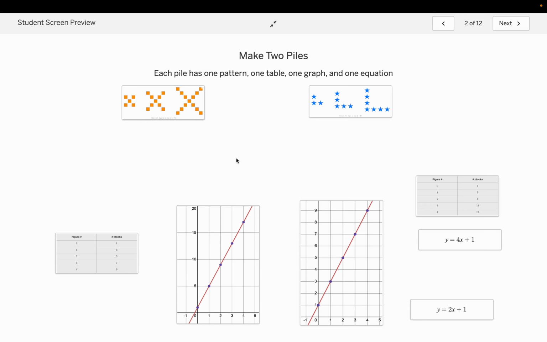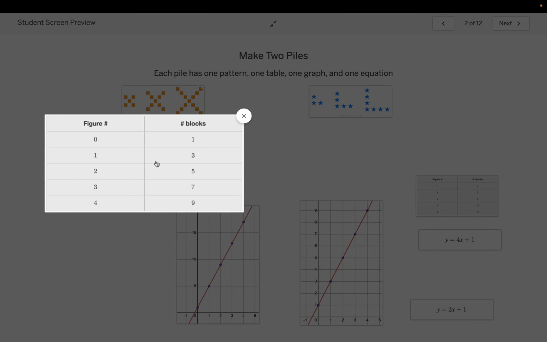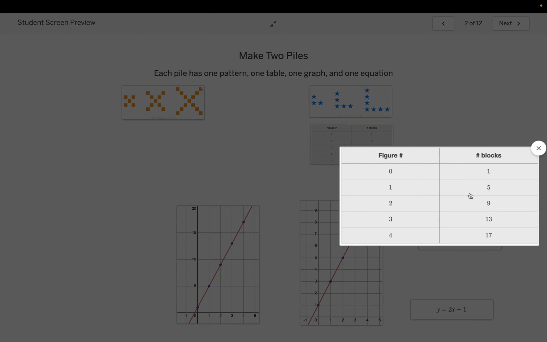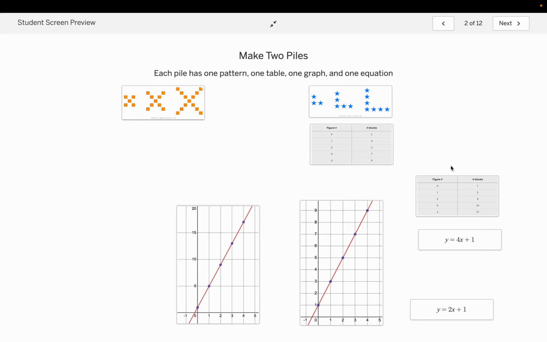And so my suggestion is after you look at the patterns, go look at the tables, and you can tap on the table to enlarge it. I see figure 1, 3, figure 2, 5, figure 3, 7, so I know this one goes over here. On the other side, this is figure 1 has 5, figure 2 has 9, and I can see that that's a match for the orange pattern.